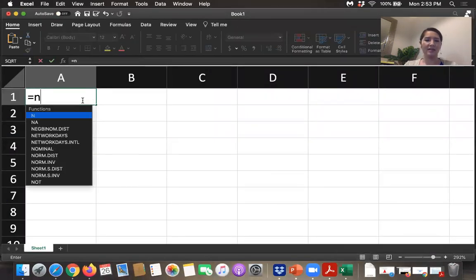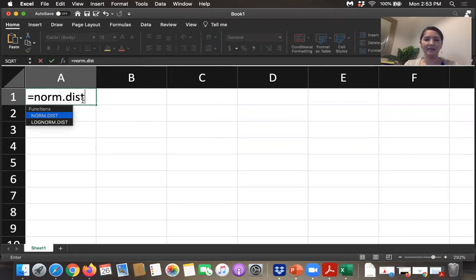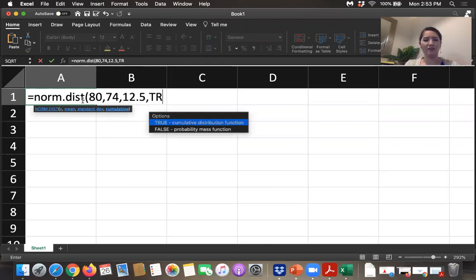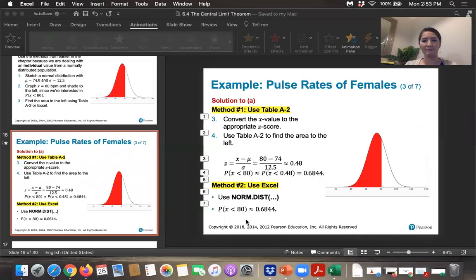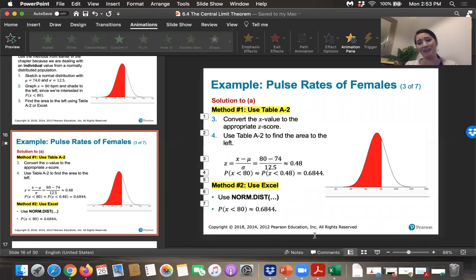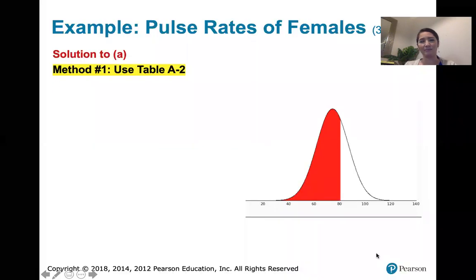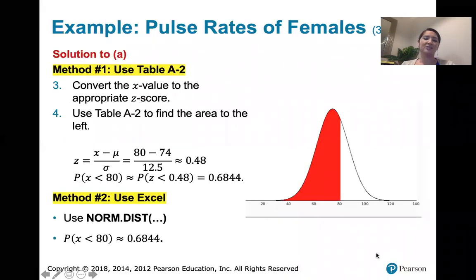So I would go to Excel, type equals norm.dist, open parentheses, 80. The mean is 74. The standard deviation is 12.5. I think the mean was 74. Yep, and I get 0.68438, and we round to 0.6844, which is exactly the same thing that we got using table A2. So that's how we handle part A.